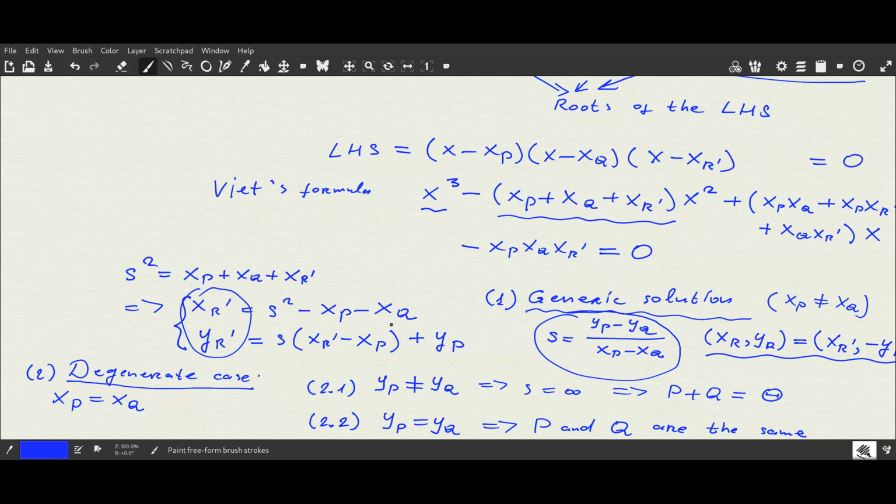And you can very easily see, because all 3 points lie on the same straight line, that equally you can write for yr prime the expression that it is s times x prime minus, for example, xq, if you hold xq for the base point, plus yq. Therefore, in the generic case, our formulas are completely symmetric with respect to P and Q, which means that we can swap the role of P and Q and still get the same result.